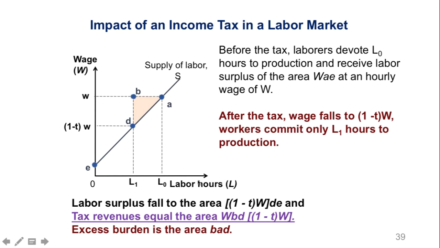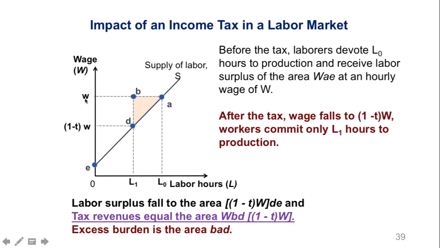So you're supplying your service, labor hours, say per day or per week or per year, and this is the wage, basically the price of your service. Now, before the tax, laborers devote L0 hours of production and receive labor surplus of the area of WAE at an hourly wage of W. So at this point you produce at L0 and your wage is W, right?